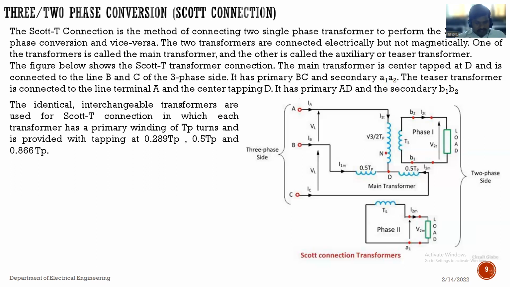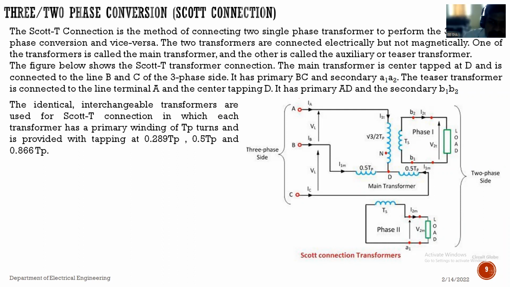See, in that these 2 transformers are connected electrically but not magnetically. The 2 single phase transformers that we connect are not connected magnetically, they are connected electrically. There will be an electrical connection, and there will be no magnetic connection between those 2 transformers. Okay, all of you understood that concept?